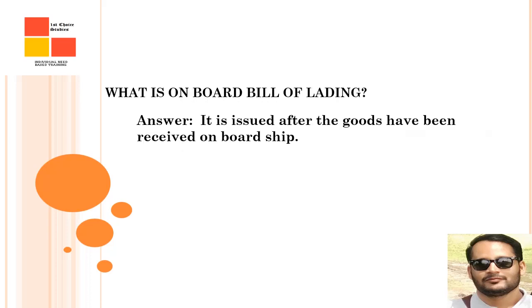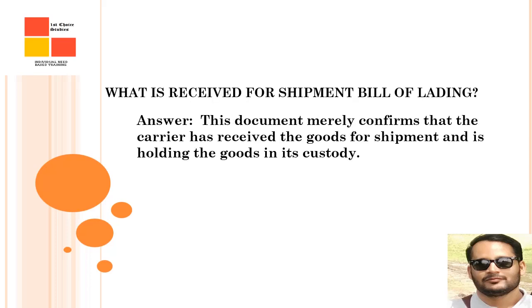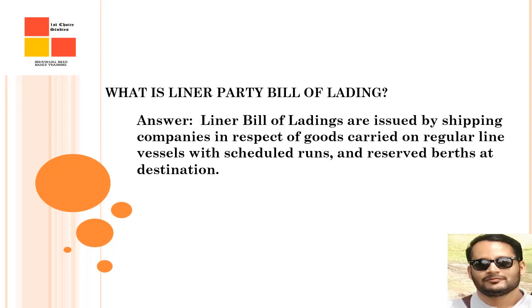What is on-board bill of lading? Answer: It is issued after the goods have been received on board ship. What is received for shipment bill of lading? Answer: This document merely confirms that the carrier has received the goods for shipment and is holding the goods in its custody. What is liner bill of lading? Answer: Liner bills of lading are issued by shipping companies in respect of goods carried on regular line vessels with scheduled runs and reserved berths at destination.